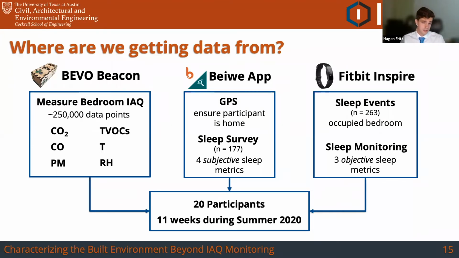But this again shows the power of consumer grade sensors, right? Because all of these are very affordable. The app costs us nothing. The Fitbit is cheaper than the BEVO beacon. So we can disseminate all these different modalities, and it's okay if we lose data, because we still have 20 participants. We still have weeks of data to look at.